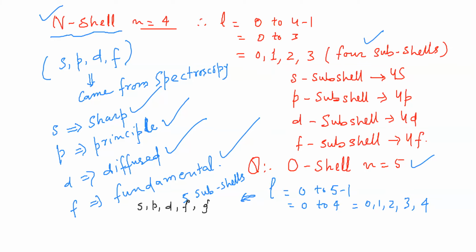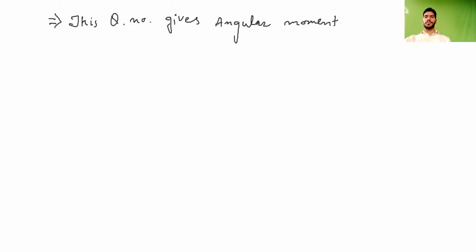Now this quantum number is also known as the angular momentum quantum number. That means this quantum number gives the angular momentum of an electron. So I will write it here that this quantum number gives the angular momentum of an electron, right?